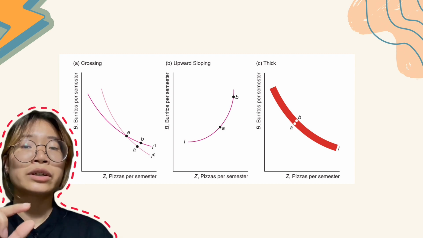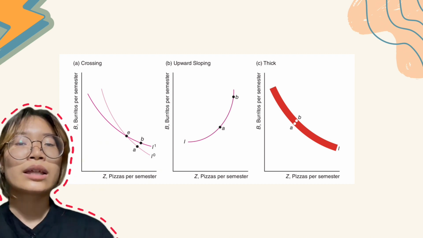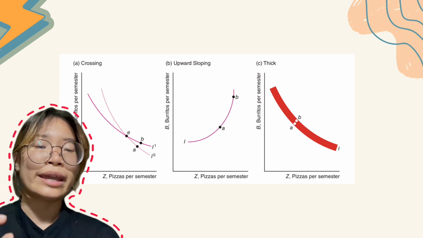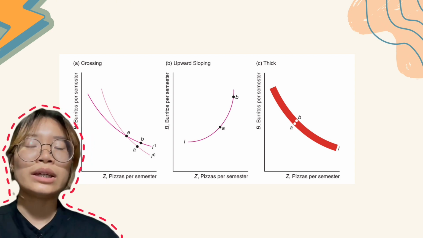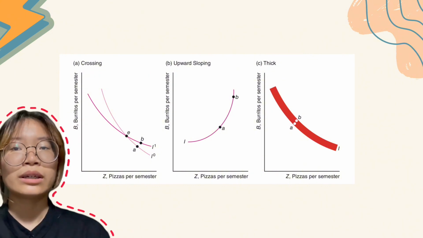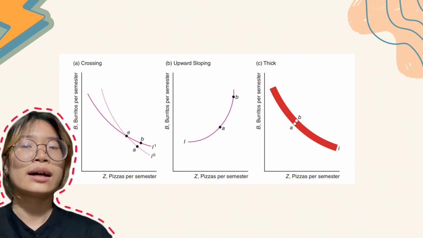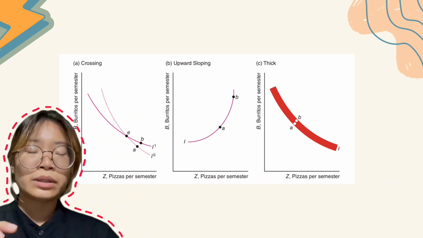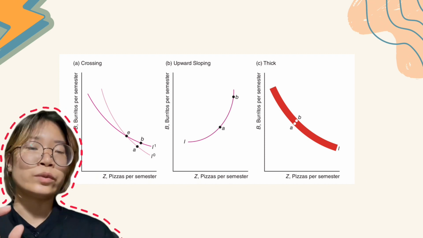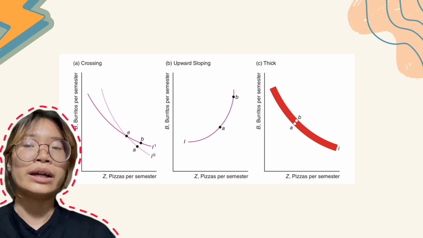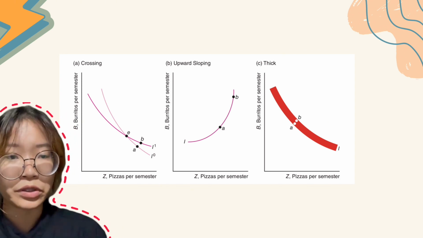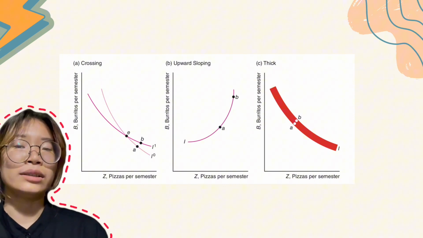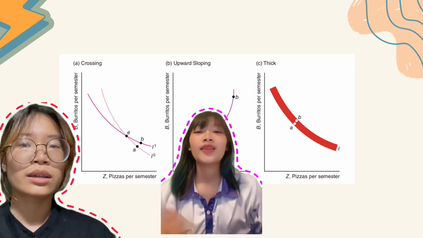Suppose that an indifference curve is thick enough to contain both A and B. The consumer is indifferent between A and B because both are on I. However, the consumer prefers B to A by the more-is-better assumption, because B lies above and to the right of A.